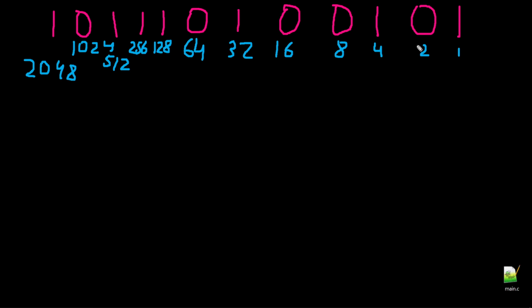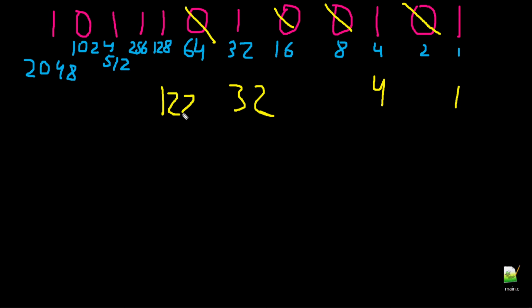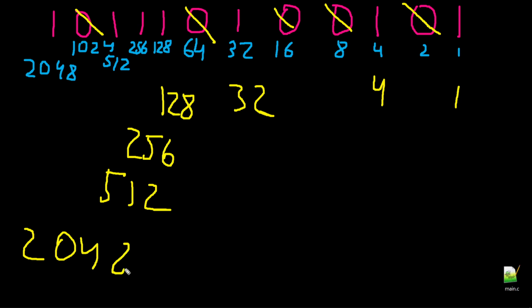2048. So here, the same way, we see that this bit we have, it's 1. This we do not have, it's 0. This we have, so we have already 4 here. This we do not have. This we do not have. This one we have, so it's 32. This we do not have. 128, 256, 512, and this we do not have, and 2048.